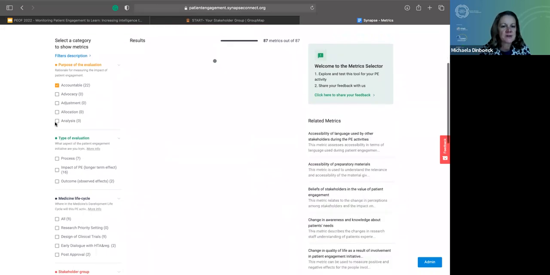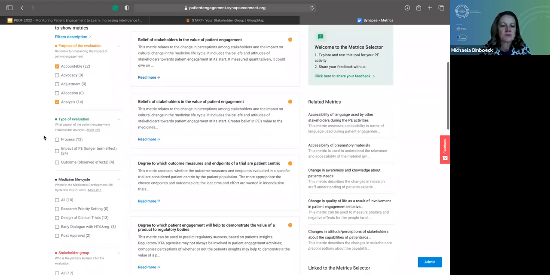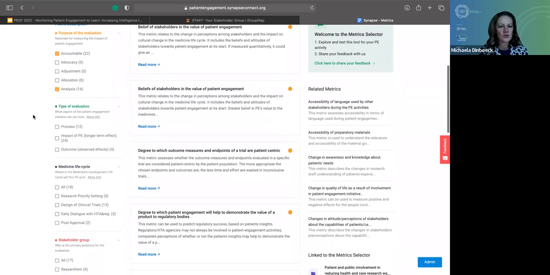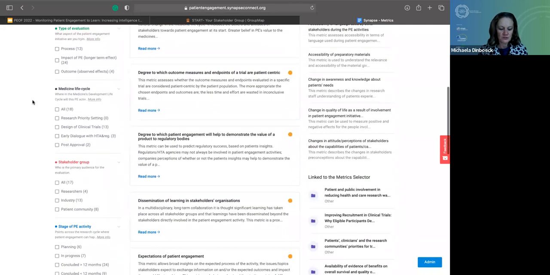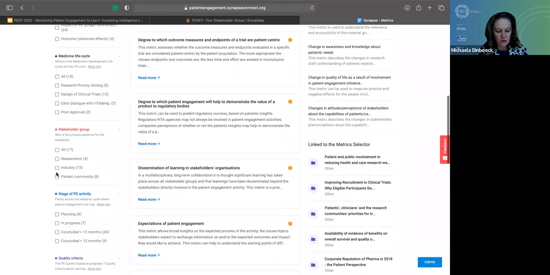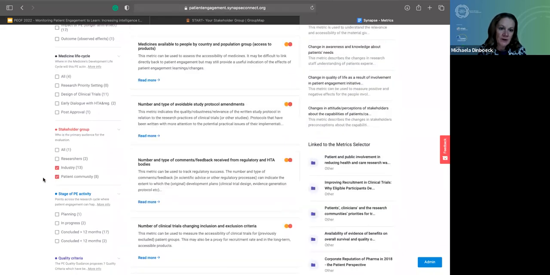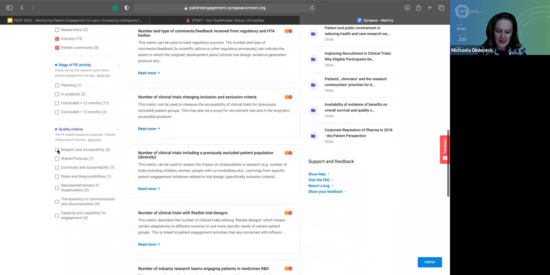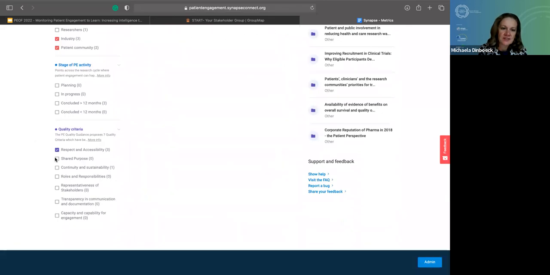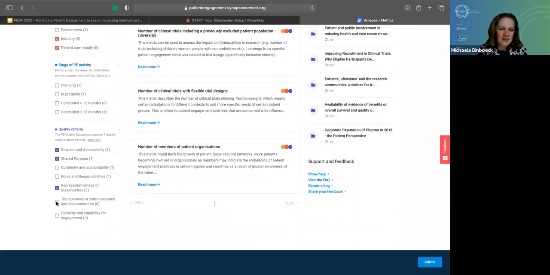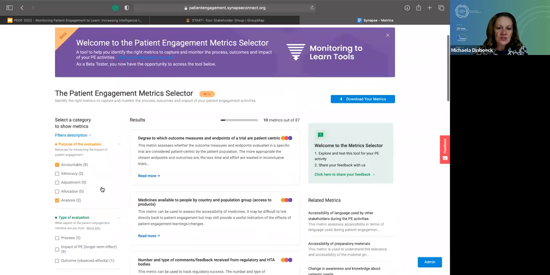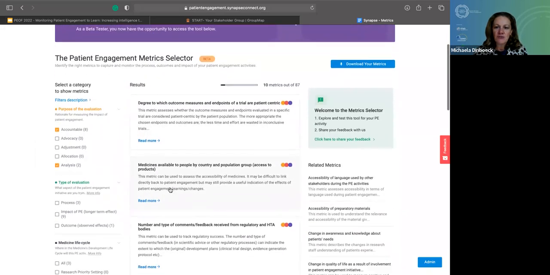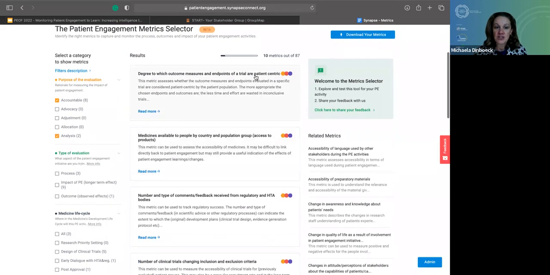You would come up and say, okay, which are the segmentation criteria I would want to use. So I said, I want to use the purpose of the evaluation. I want to also use the stakeholder group, industry and patient community, and I want to use the quality criteria. And then what you see in the tool very nicely is we have moved from 87 potential metrics into 10 metrics, which is the output then of the tool.